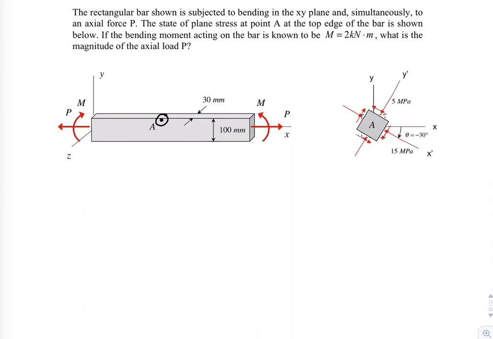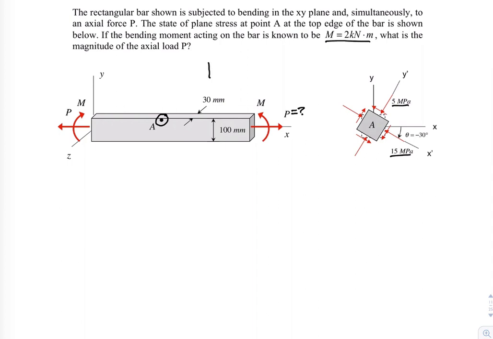So the information that we have is sort of a mixed bag here. We know the bending moment M, but we don't know P. On the other hand, if we look at the components of stress, we have sigma x prime and we have sigma y prime, but we don't know what tau x prime y prime is. So let's consider first what we have over here on the beam.